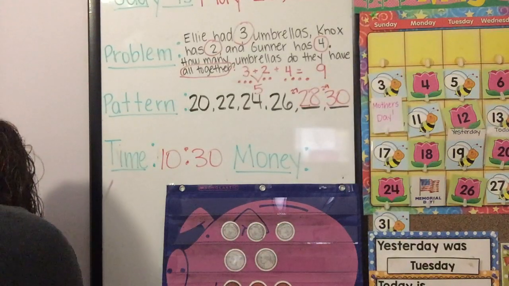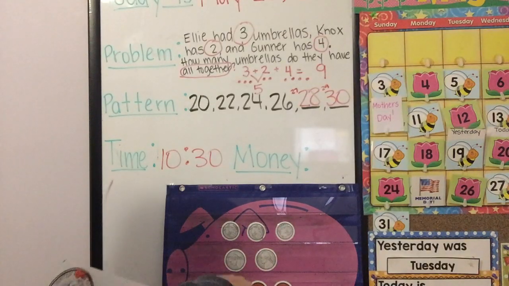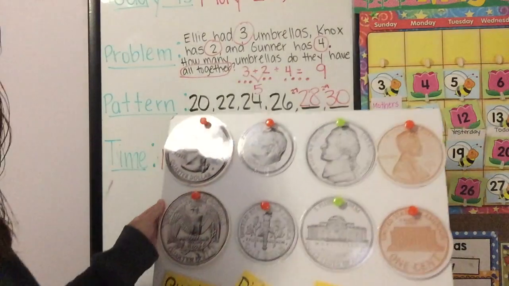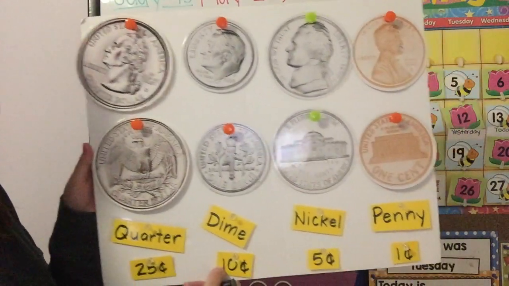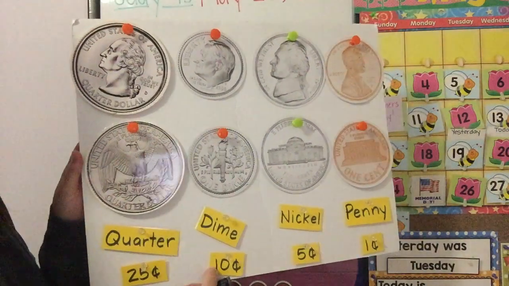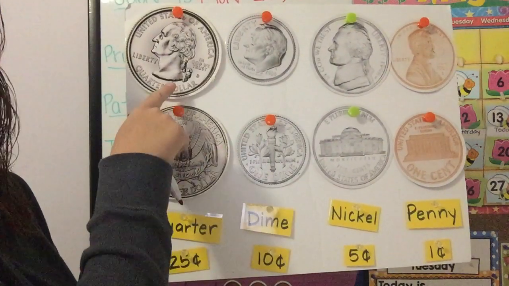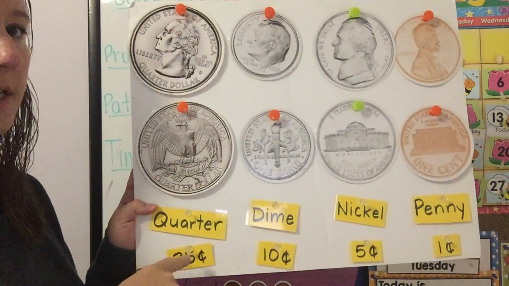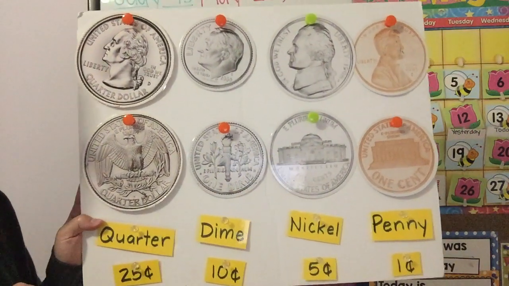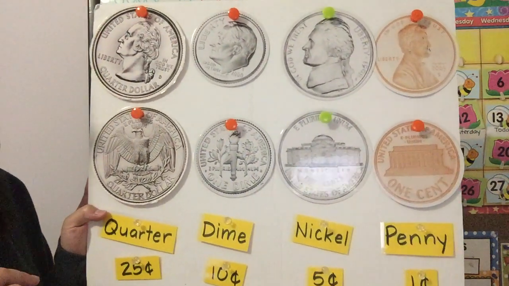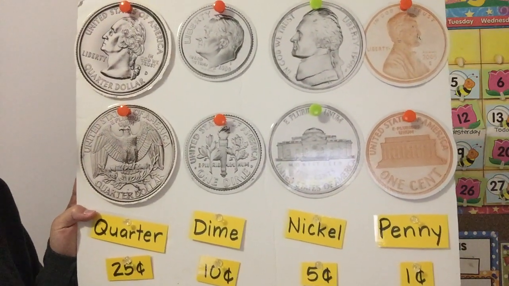All right. One more thing for us to look at today. Let's look at our money. Okay, so the coins that we have learned this year are quarter, 25 cents, dime, nickel, and penny. I'm going to ask you some questions about these coins. You don't have to write anything down. I just want you to tell me which coin answers my question, okay?